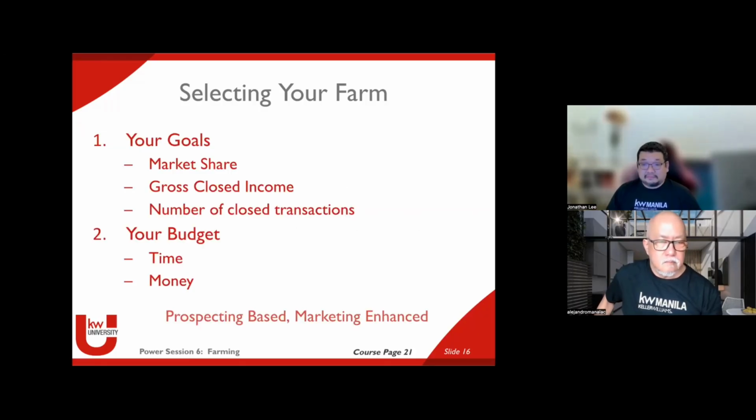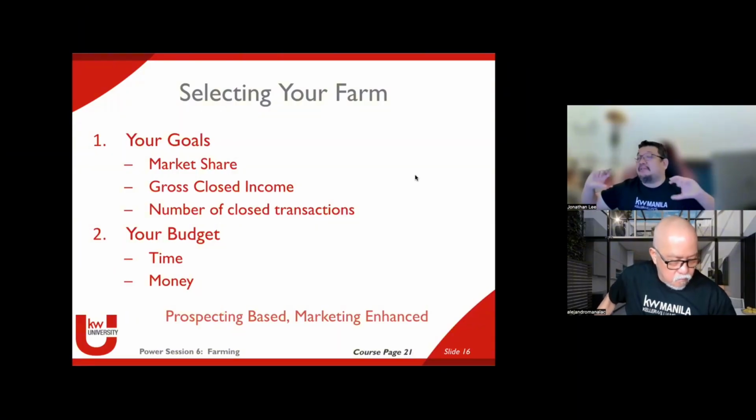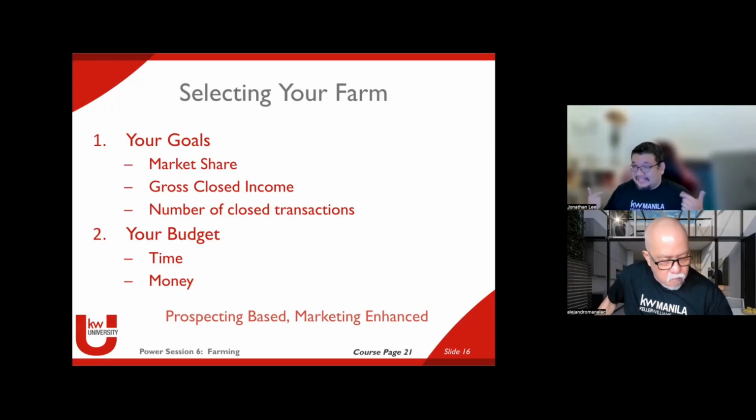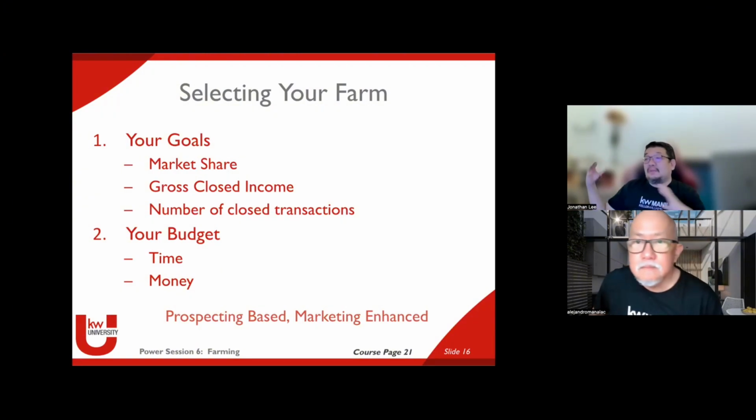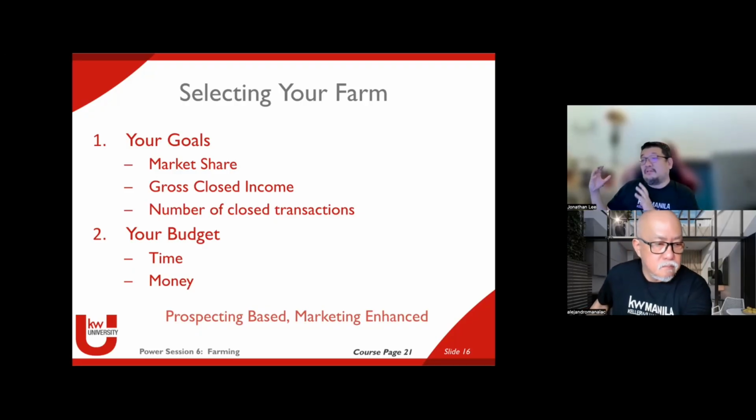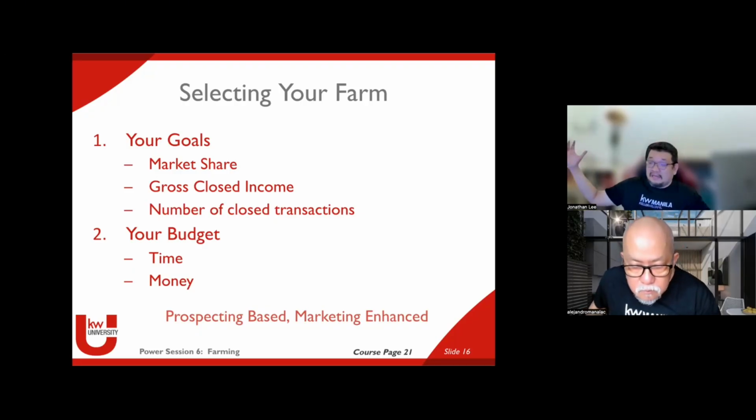Right? So your goals, market share, gross closed income, number of transactions. Is this particular farm able to help you get your results? Meaning, you have to ask yourself, historically, in this location, were there enough transactions? Were there enough listings and database that you can use to achieve your goal? If not, then maybe your farm has to be a little bit bigger. It's too small because why? You've got not enough opportunities. You're going to go a little bit bigger.